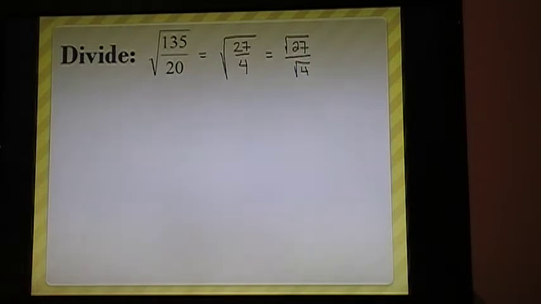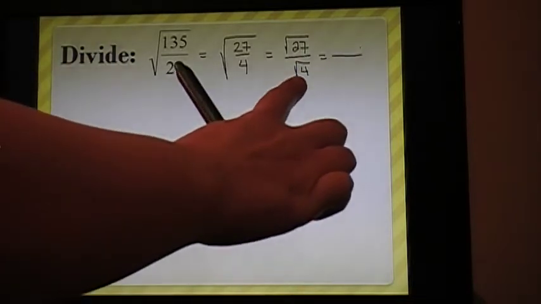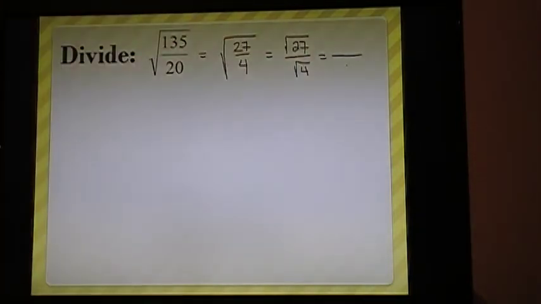I know that I need all my radicals simplified. The bottom is easy. The square root of 4 is 2. I can evaluate that. 27 is not a perfect square, but it is divisible by 9, which is a perfect square. So I'll break it into the square root of 9 times the square root of 3. The square root of 9 is 3. So this is 3 root 3 over 2.